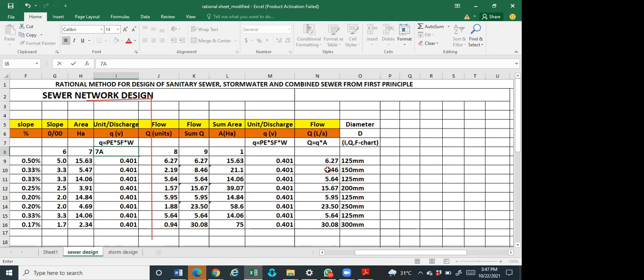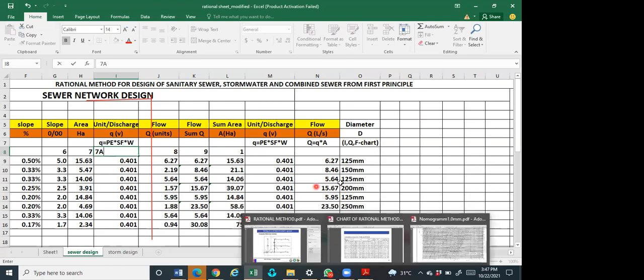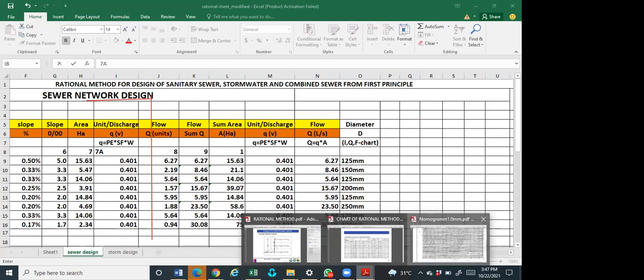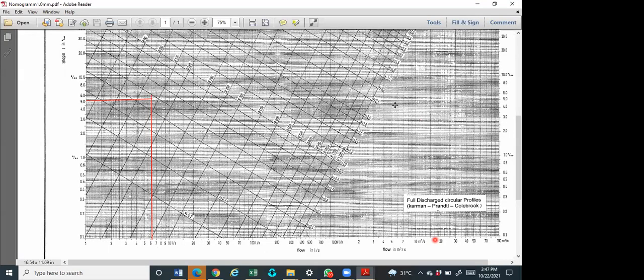So let me do the second one. The flow here is 8.46. So I'll go to the chart. And the velocity is what? 3.3. Thank you, sir. I will appreciate such response. It goes to show that people are following.